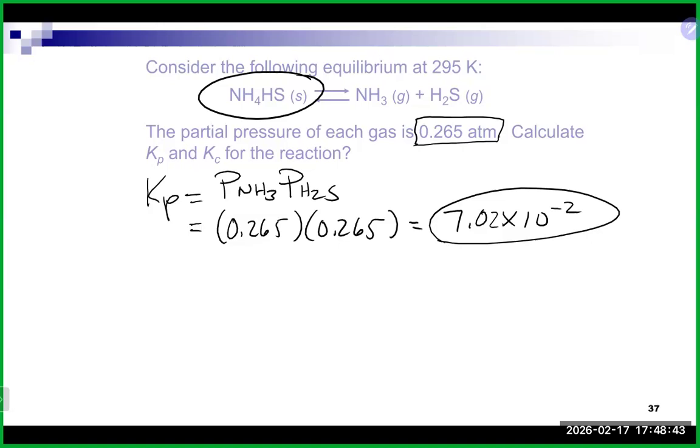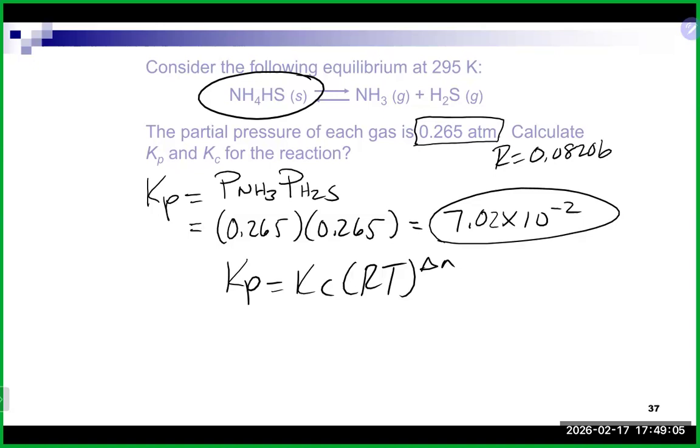Now that we have the Kp value, that's going to allow us to calculate the Kc in that formula, where our Kp equals our Kc times RT to the delta n. In this case, we just calculated our Kp. R is the gas constant, so we always have that 0.08206, or 0.0821 is fine as well. We do have the temperature, and it is in the proper units. It's already in Kelvin, so we don't have to do much for that.